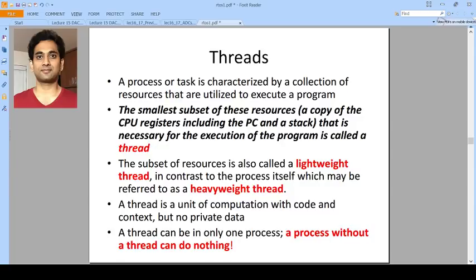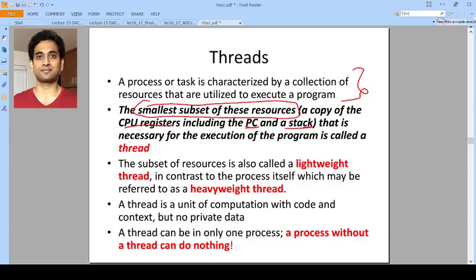A process or task is characterized by a collection of resources that are utilized to execute a program. So in other words, a process needs a lot of resources. The smallest subset of these resources is called a thread. A thread is nothing but the smallest subset of these resources. So typically, the smallest subset includes a copy of the CPU registers, the program counter, and a stack. Okay, so a thread is the smallest subset of resources needed to execute a task.